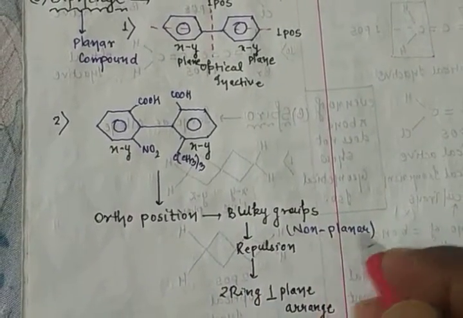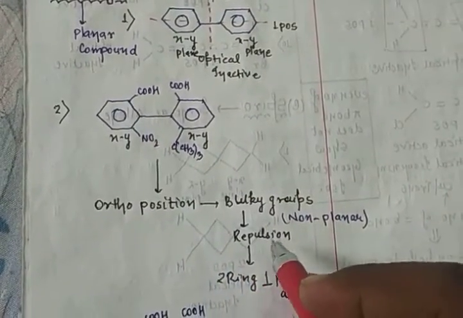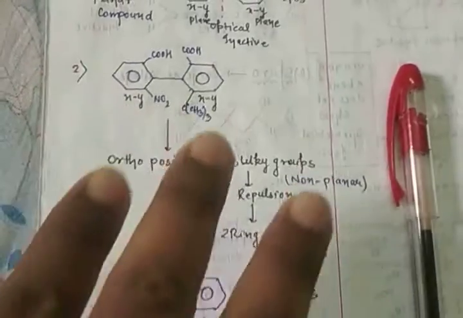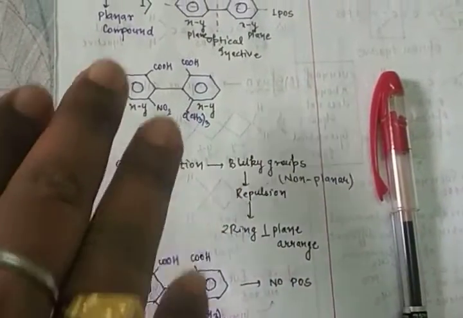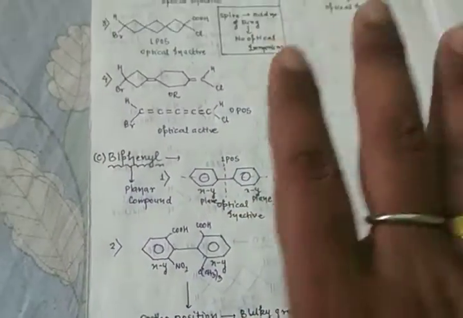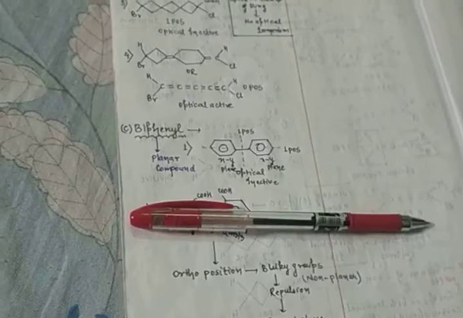So it means this is non-planar. Since a bulkier group is there, you know very well the repulsion is there. The 2 rings are arranged perpendicular. It means one ring is in the same plane. Right now, both are in the same plane. But since the bulkier group is there, one plane is opposite in direction. Look, both are in the same plane.